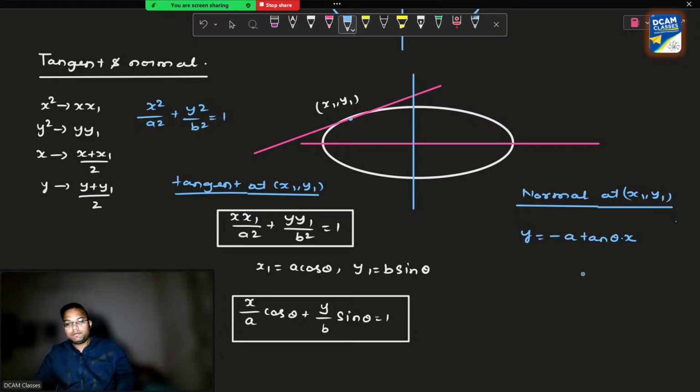This is a line which is passing through 0, 0. It's not necessary that the normal will always pass through the center. Only in the case of a circle, the normal always passes through the center. But in the case of an ellipse, it's not necessary that the normal will pass through the center always.